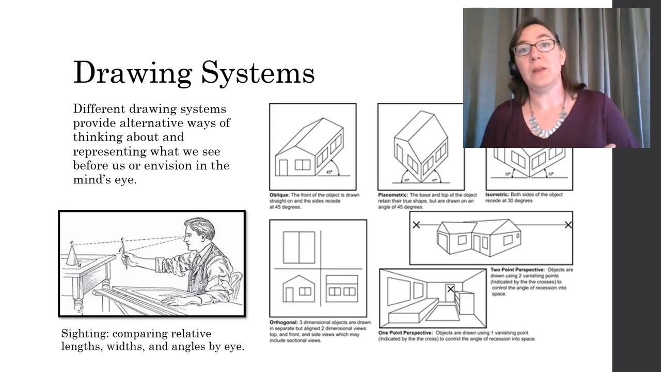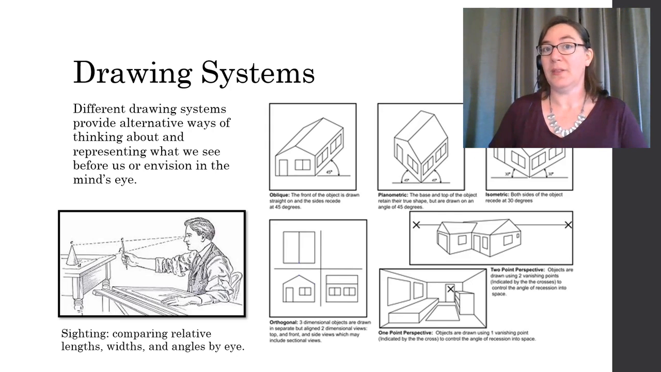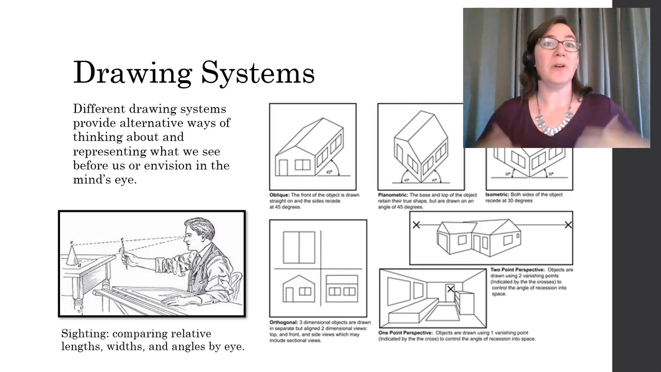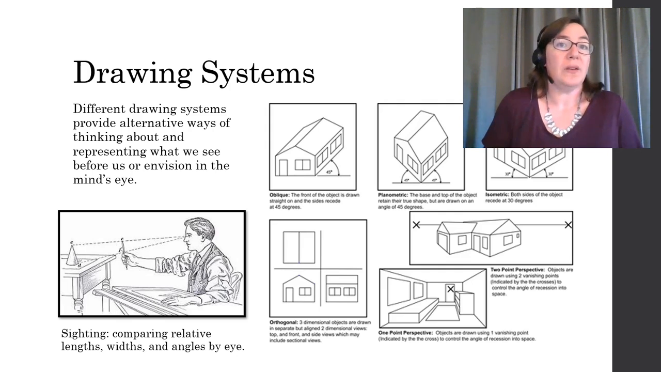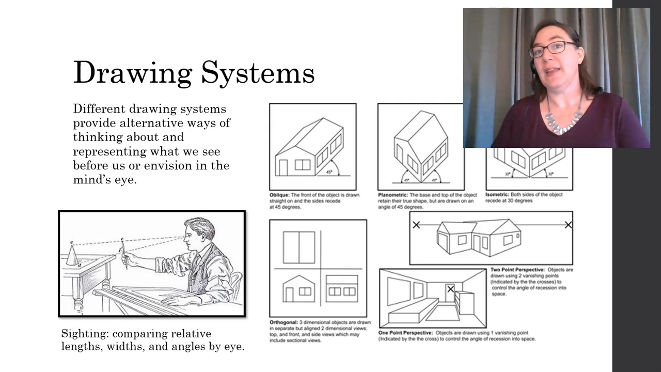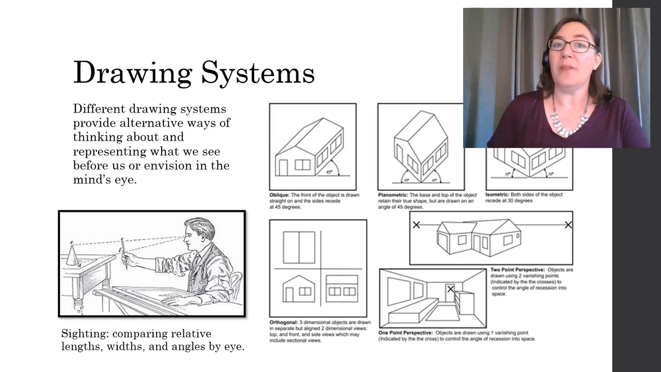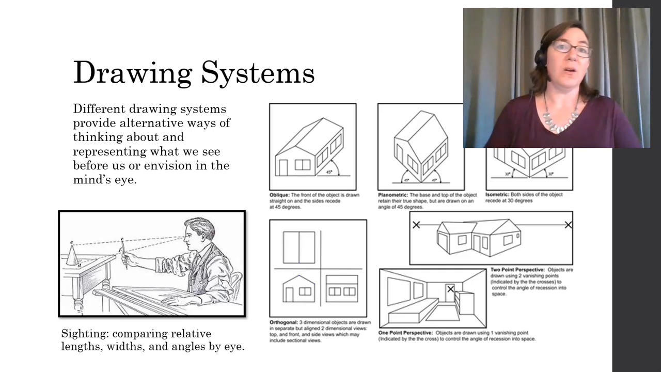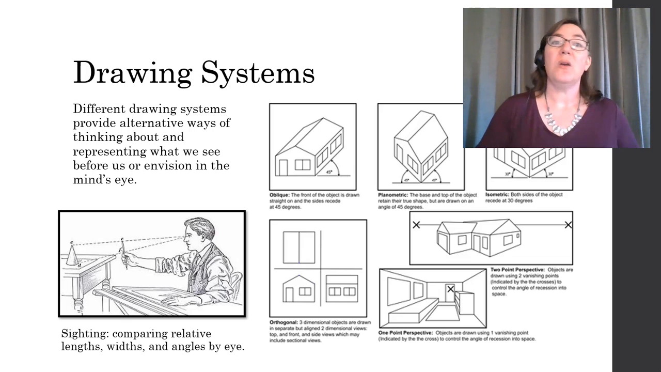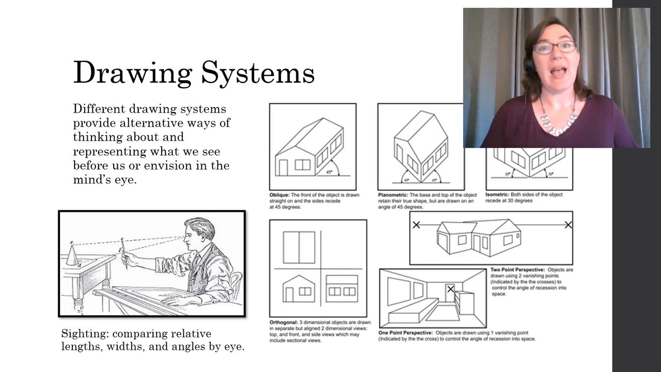Now we're going to move into some perspective systems. In the second half of the course here, we'll cover how to construct 1-point and 2-point perspectives. But right now, we're going to start with the sighting technique, which is more often used in fine art and painting. So the sighting technique is a way to compare relative lengths and widths and angles, all by eye.